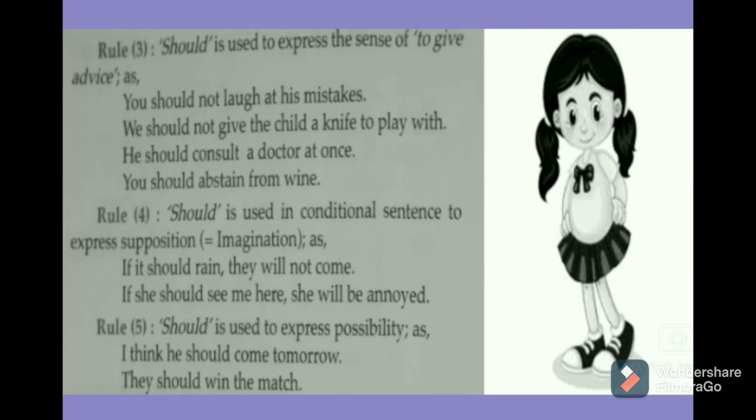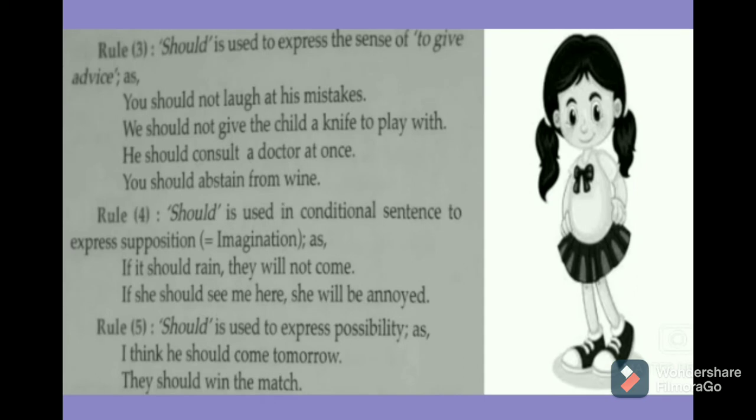Okay. Should is also used to show advice. You should not laugh at his mistakes. We should not give the child a knife to play with. He should consult a doctor at once. You should abstain from wine.